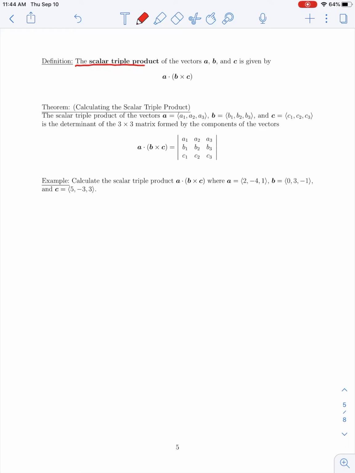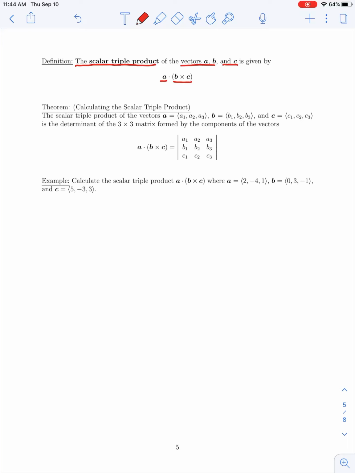The scalar triple product of the vectors A, B, and C is an operation that we can perform on these three vectors, which is defined as follows. It would be the dot product of the vector A with the cross product of the vectors B and C. So this operation on three vectors is referred to as the scalar triple product. And it gives us back a scalar, a number, since it's defined as the dot product of two vectors.